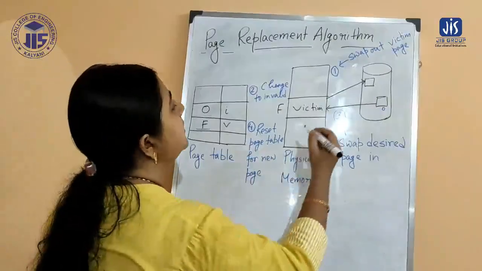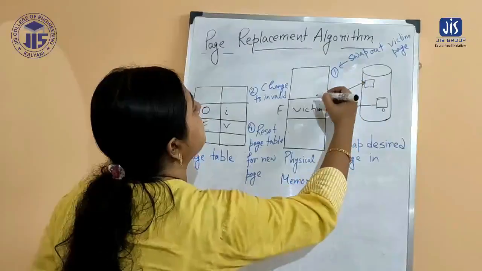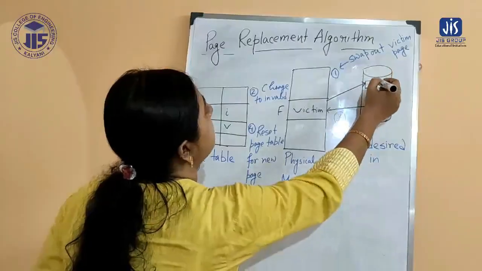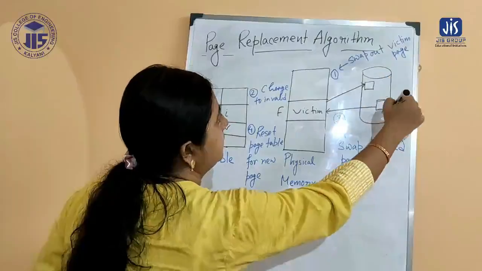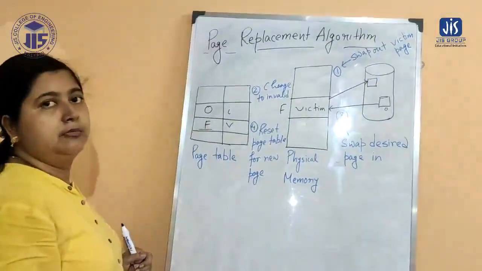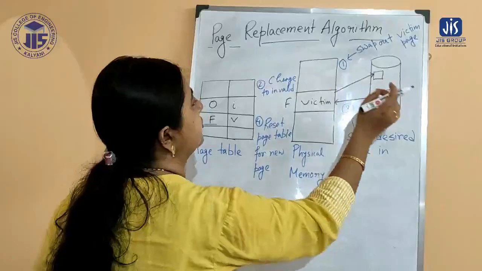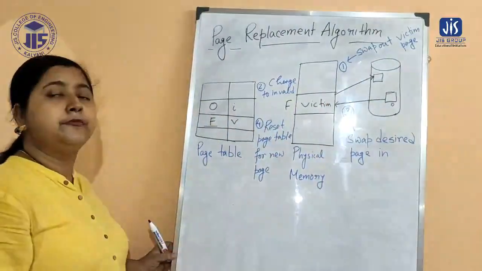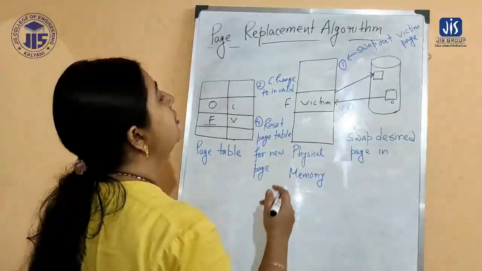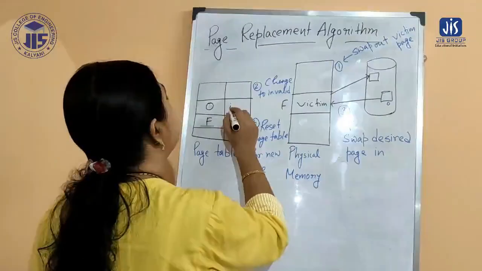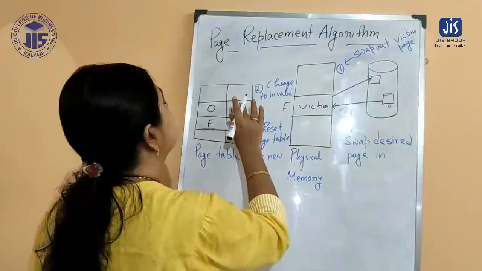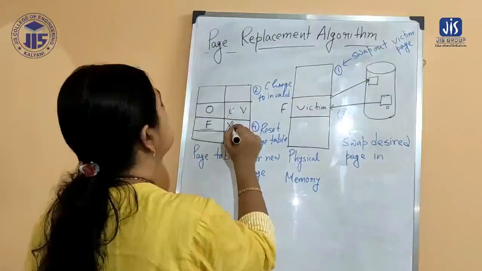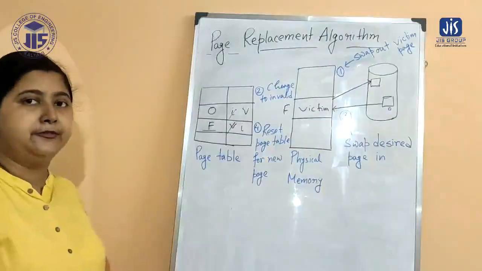And what happens? This page is swapped out to my backend storage, and from the backend storage the O reference is loaded in the place of main memory. So obviously now it is changed to the valid field, and the other one is changed to the invalid field.